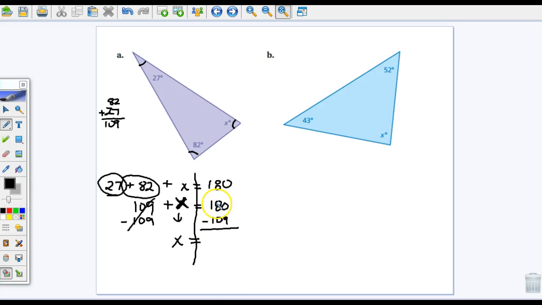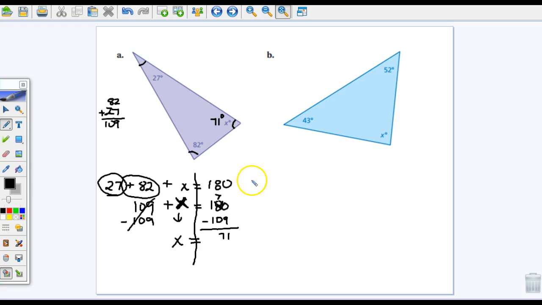0 minus 9 I can't do, so I need to actually borrow from this 8, and this becomes 10. So 10 minus 9 is 1. 7 minus 0 is 7. And 1 minus 1 is 0. So my answer is 71. So that tells me that the degree measurement of this missing angle is 71.